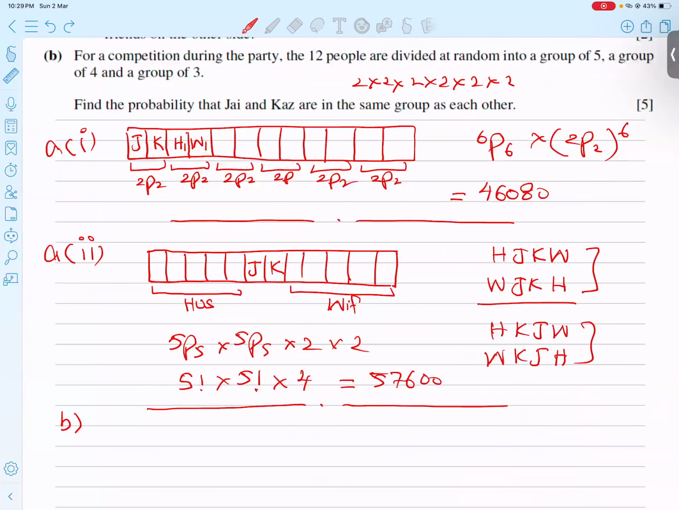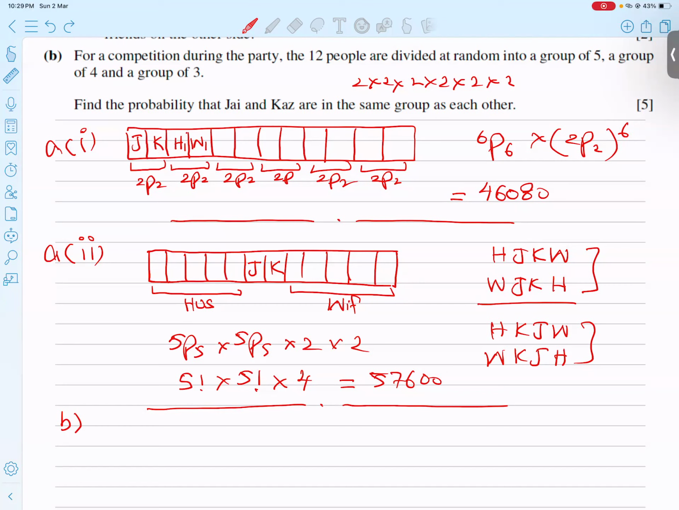For a competition during a party, the 12 people are divided into a group of 5, a group of 4 and a group of 3. Before I start, I will read it later on. What is the thing he's talking about? So when we have to discuss 12 people divided, for example, I give an idea.